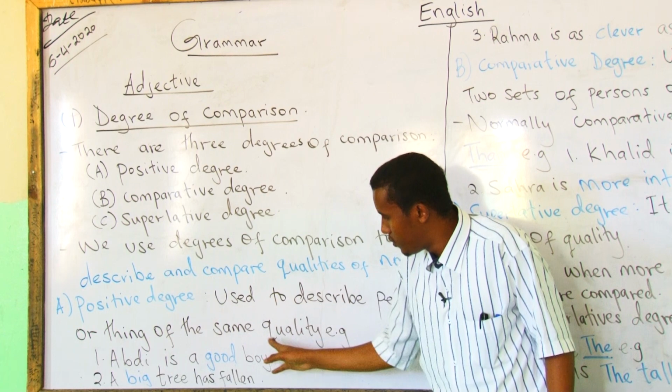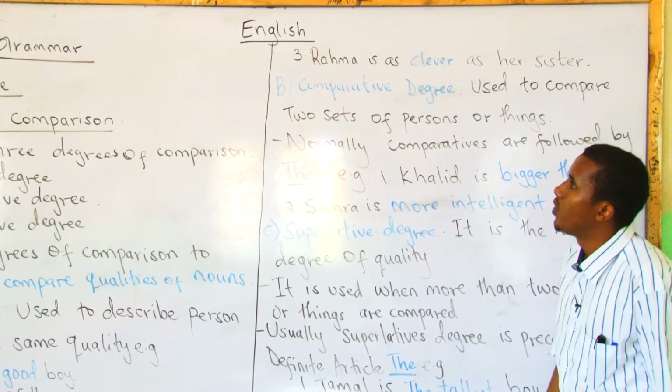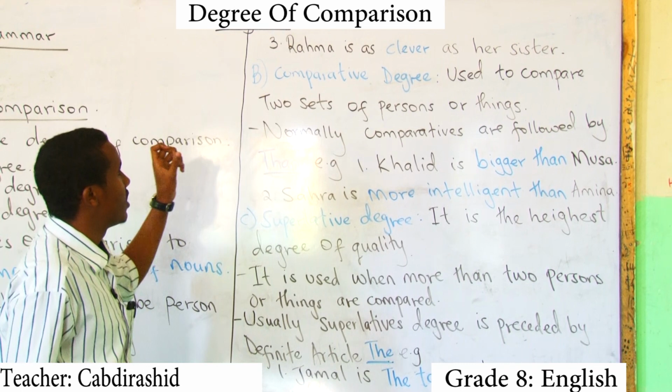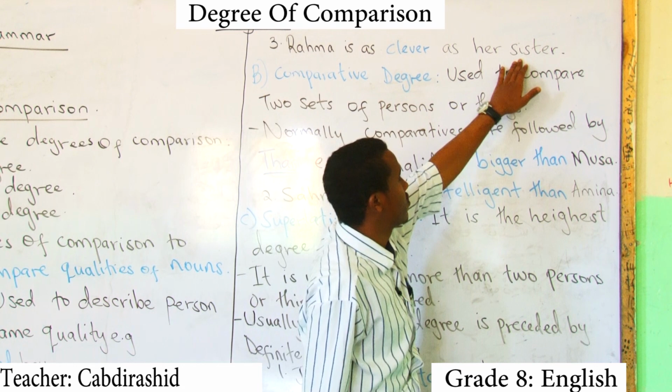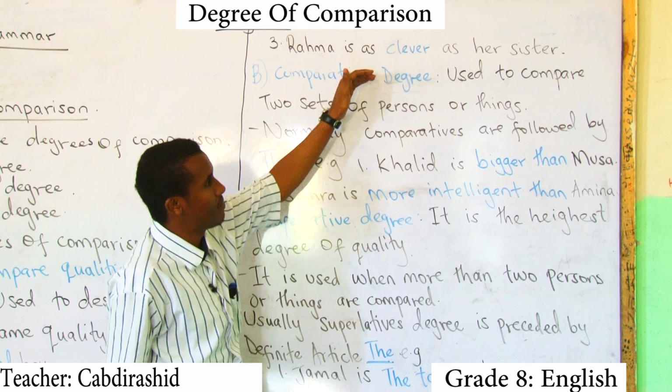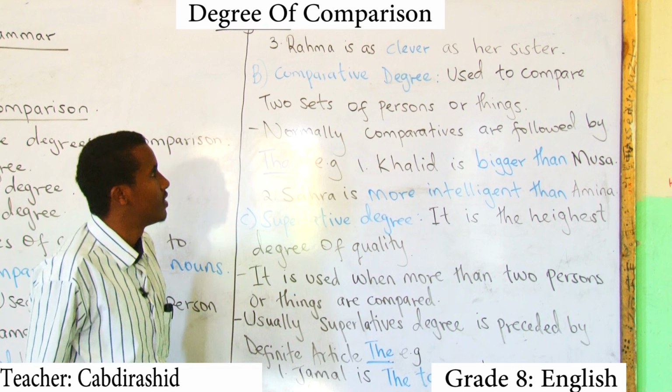Because we use this for this kind of sentence. Look at this sentence, for example: Rahma is as clever as her sister. This means that this is one person and this is another person. Rahma is a clever girl and her sister is also clever. We are trying to say that Rahma is clever and her sister is like her. That's the objective of this sentence.